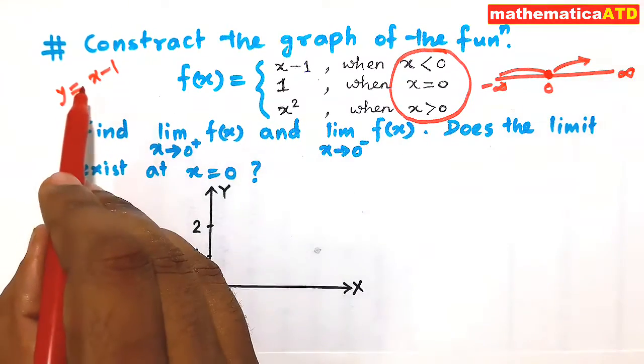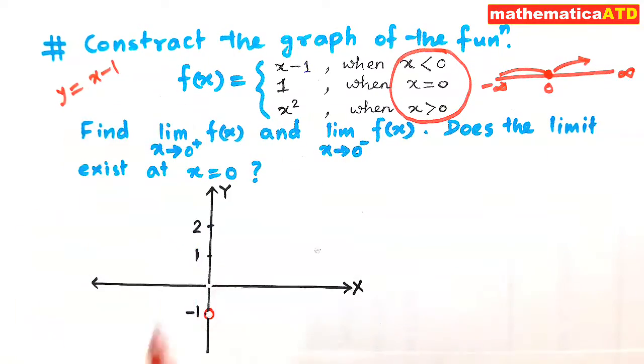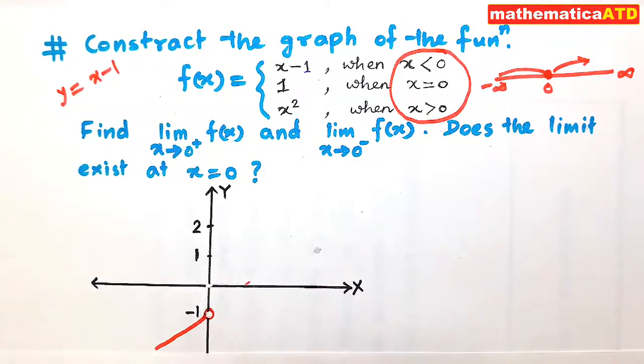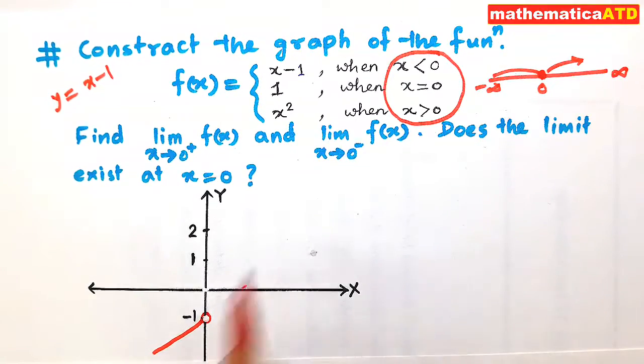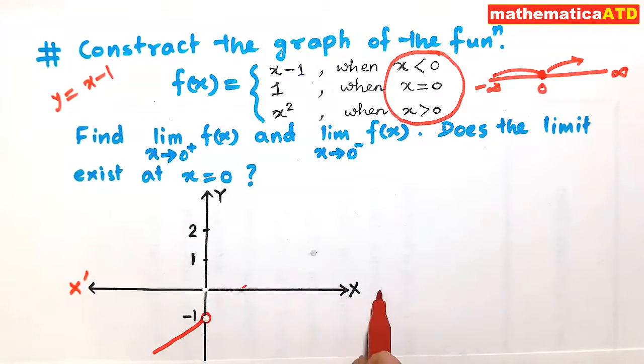So here the slope is tan 45 degrees, which is equal to 1. So it makes 45 degrees with the positive direction of the x-axis, and it will not go in this direction because x is less than 0. This is the negative direction of the x-axis and this is the positive direction. For this, the graph goes from this point in that direction.